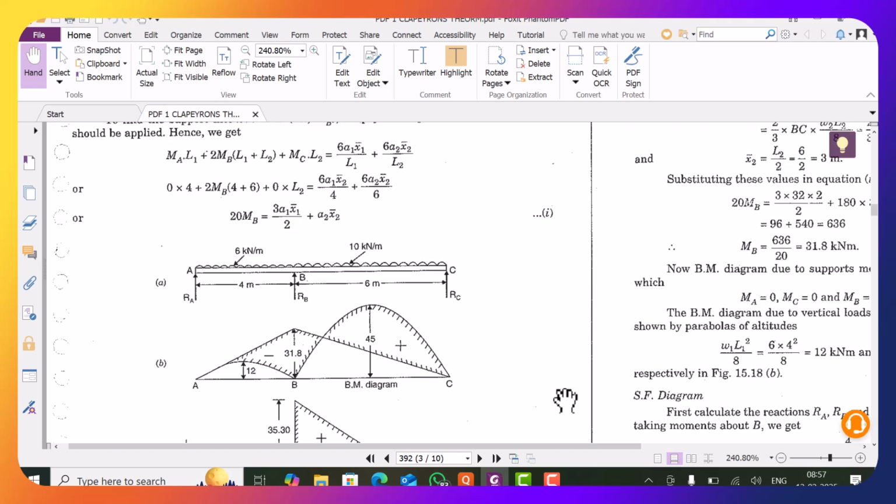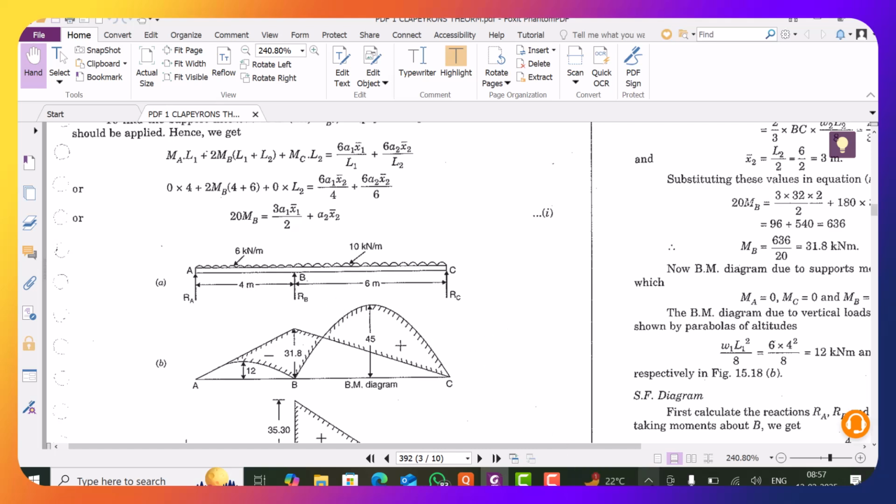This method is useful to analyze continuous beams. When you compare the number of equations and the number of unknowns, and the unknowns are greater than the equations of equilibrium available, then we have to go for such types of methods. One of the methods is the three-moment theorem or Clapeyron's theorem, which I am explaining here.